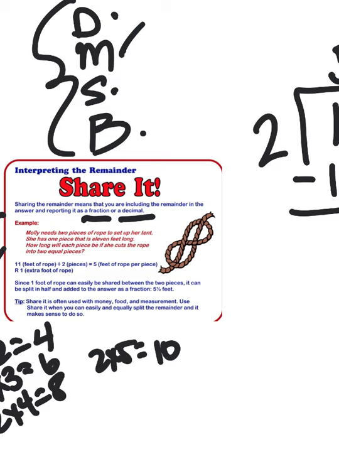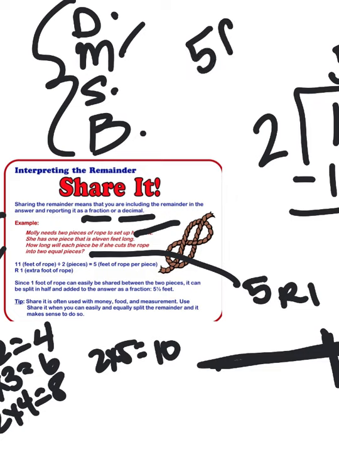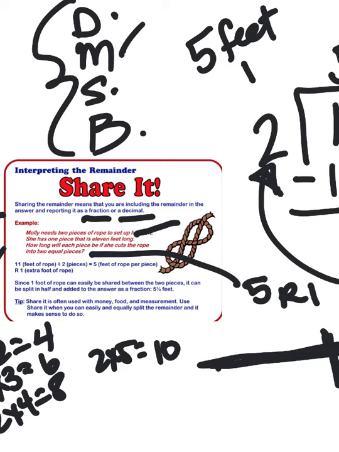So the question says, how long will each piece be if she cuts the rope into 2 equal pieces? Well, I can't reply back 5 remainder 1 as a length. That just doesn't make sense. So I have to think about the problem. There's this long rope and we're cutting it in half. And how long is it? Up here in the problem it says feet, so I know my label is feet. It's 5 feet with a remainder of 1 out of 2.